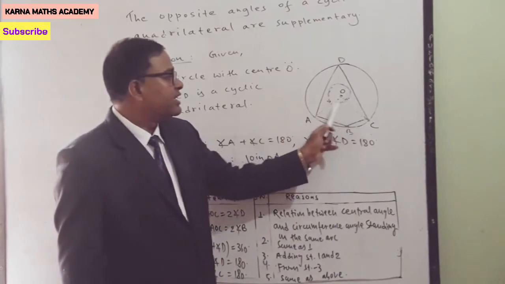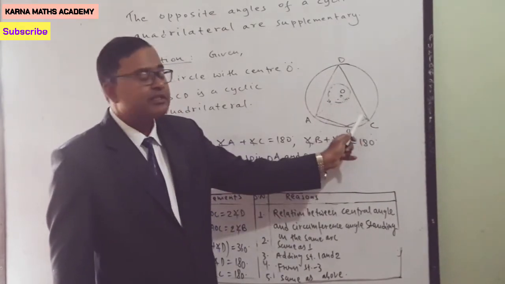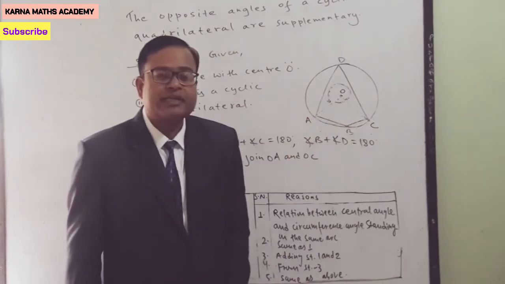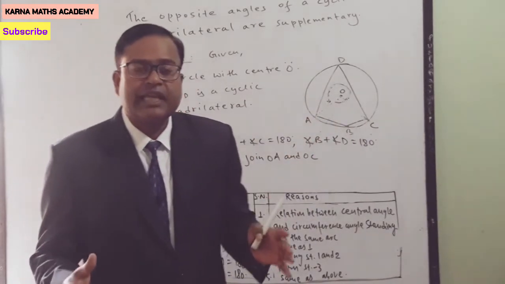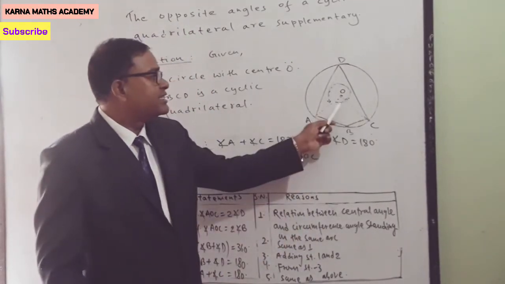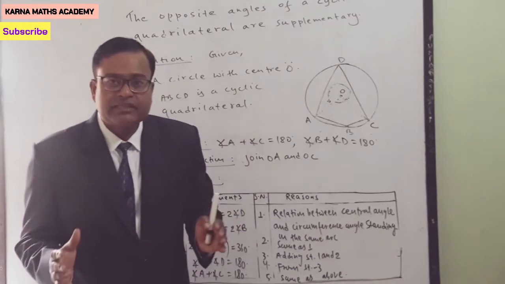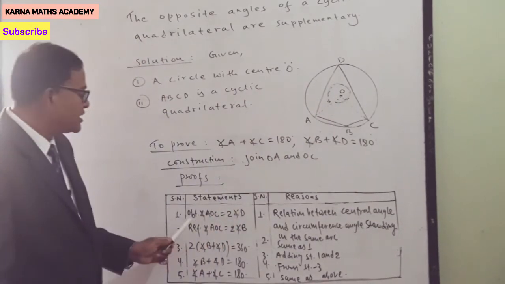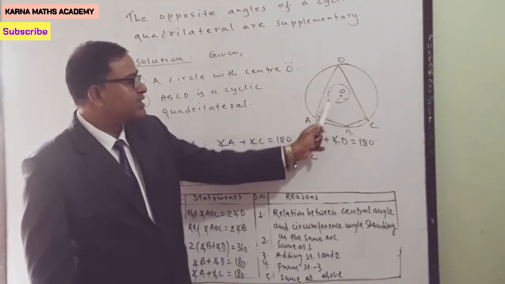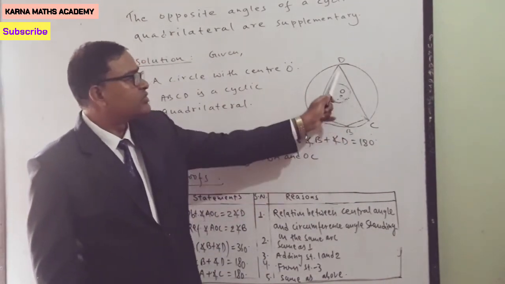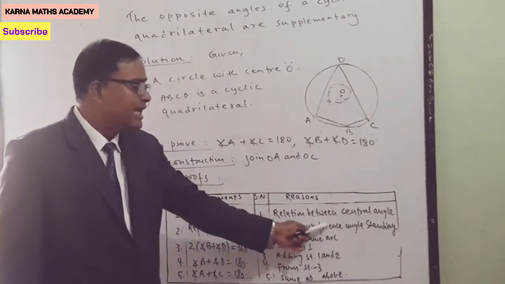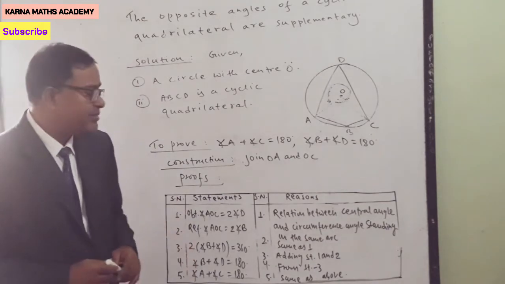Now angle AOC we can write 2 times of angle ADC, because AOC and ADC both are standing on the same arc ABC. So if central angle and circumference angle are standing on the same arc, then angle at the center is twice of the angle at the circumference. So dear students, obtuse angle AOC we can write 2 times of angle D. The reason is the relation between central angle and circumference angle standing on the same arc.